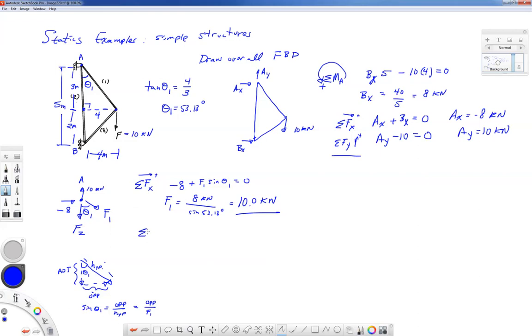Now, if I wanted to find the forces in the x direction, if I want to find force F2 rather, I will do the summation of forces in the y direction. Let's take upward as positive. I have plus 10 minus F2, and then I'll have minus F1 times the cosine of theta 1 equal to 0 for equilibrium. If I want to solve for F2, that's going to be equal to 10 minus 10 cosine 53.13 degrees.